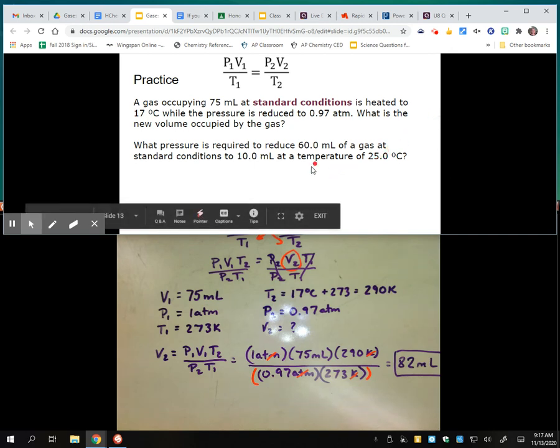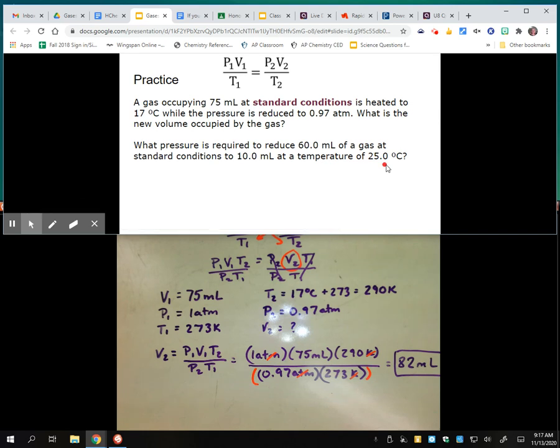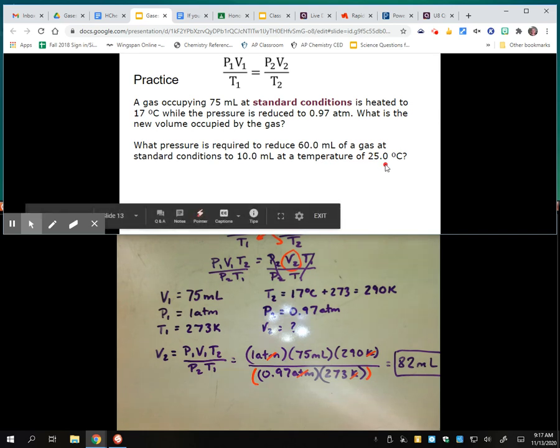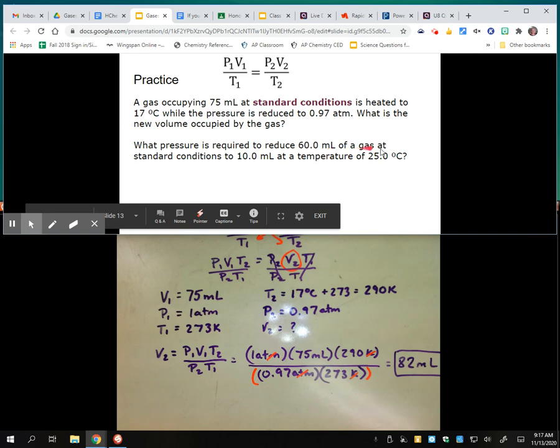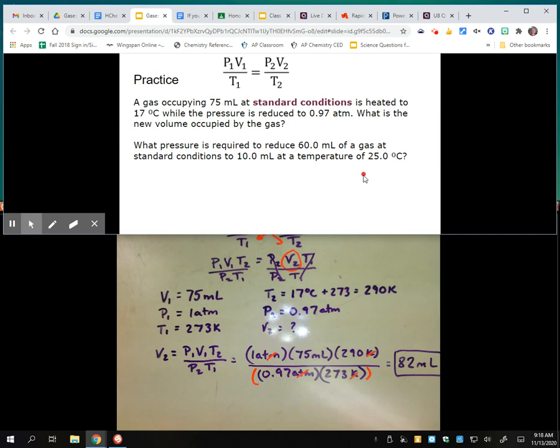Okay, so with this one, it says what pressure is required to reduce 60 milliliters of a gas at standard conditions to 10 milliliters at a temperature of 25 degrees C. We have to read the context of the problem in order to figure out what situation is what. So if we've got the 60 milliliters, the gas is this volume at standard conditions. So that's going to give us our pressure and temperature. So that's going to be situation 1. Then we're looking for our new pressure under our new conditions. Again, temperature must be in Kelvin.